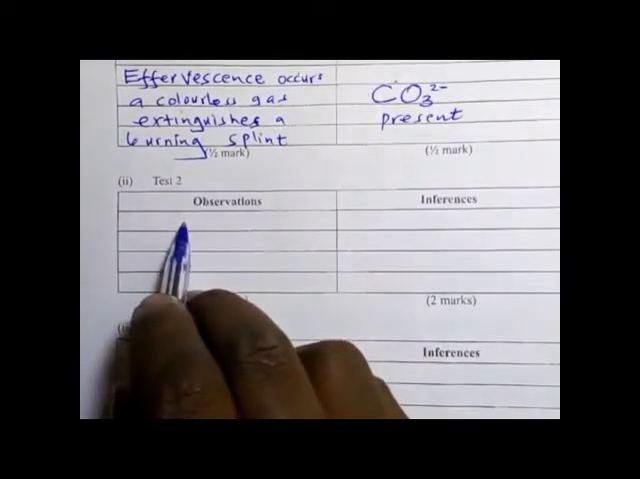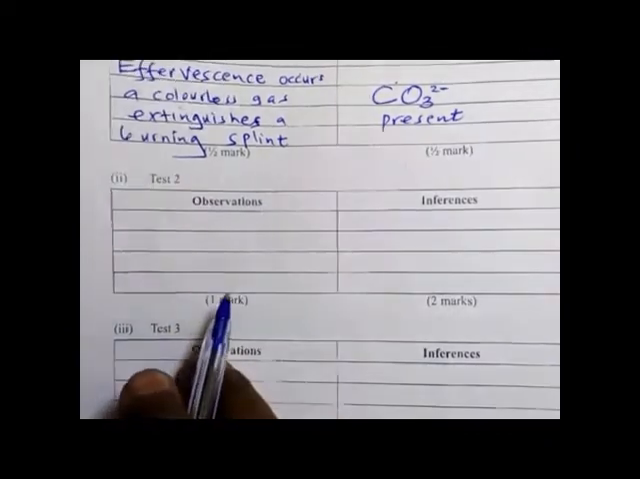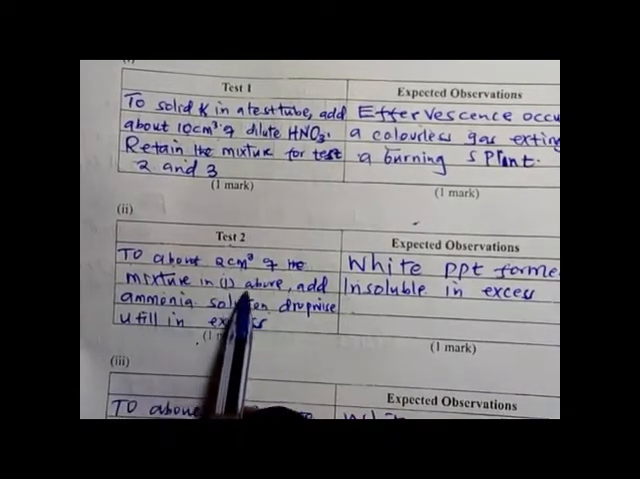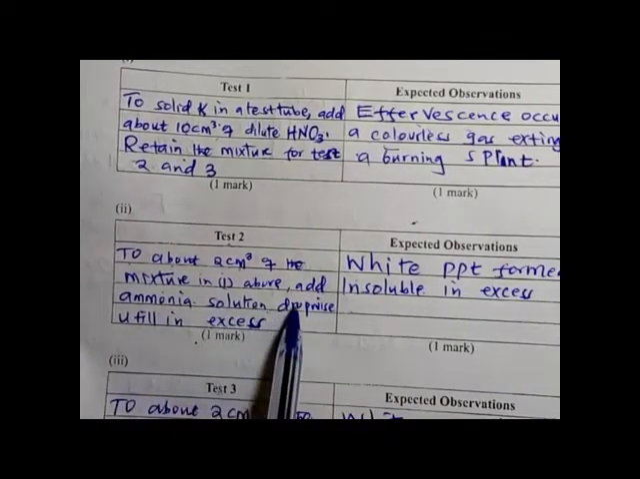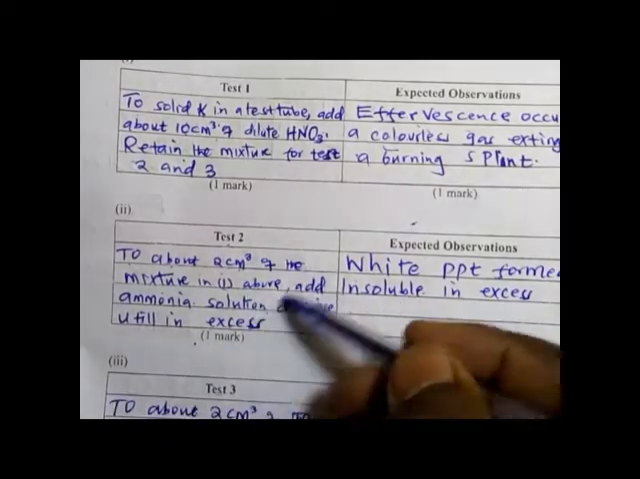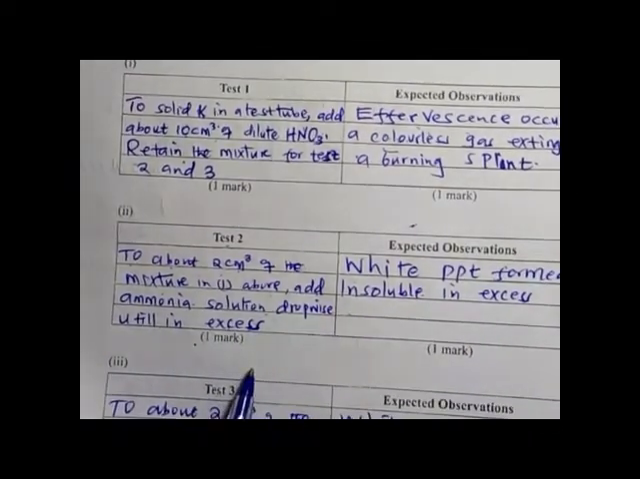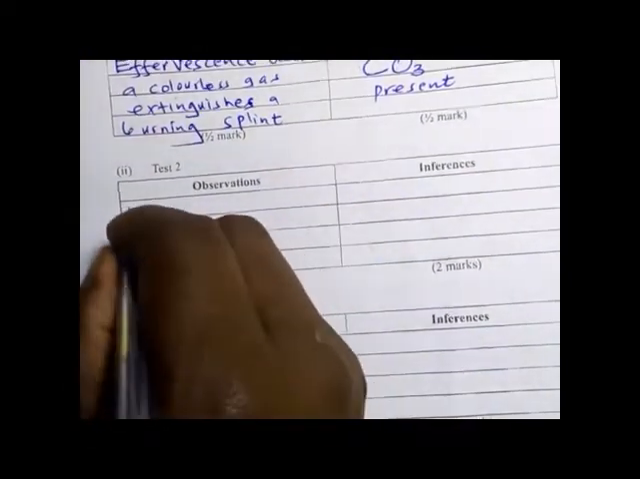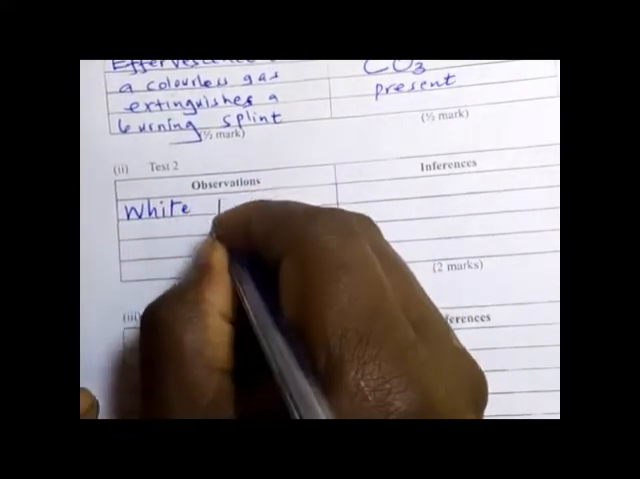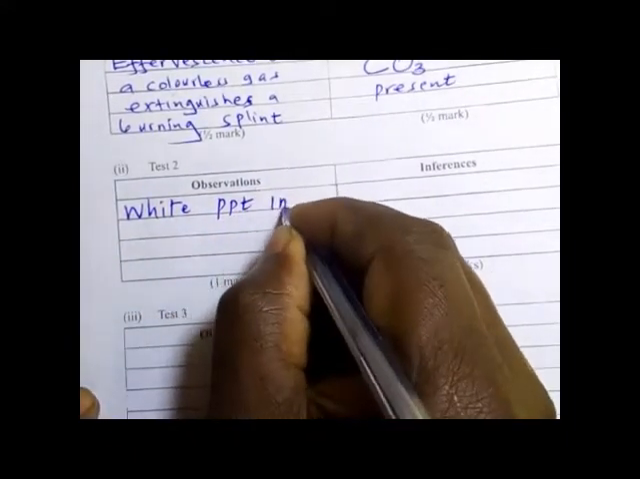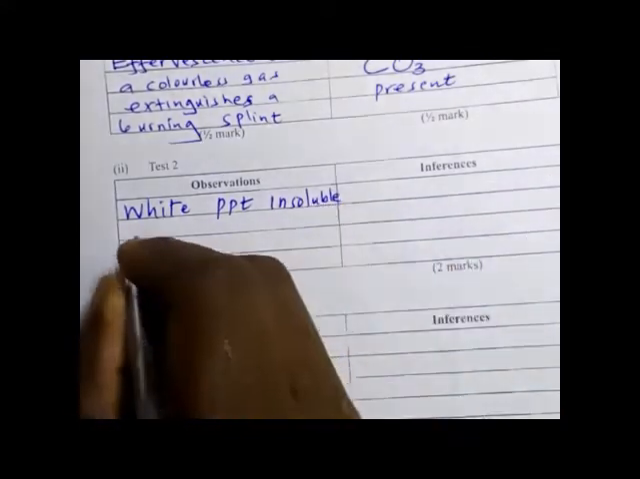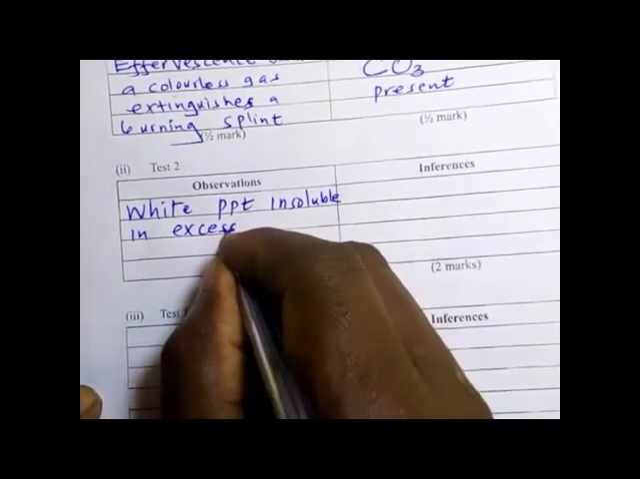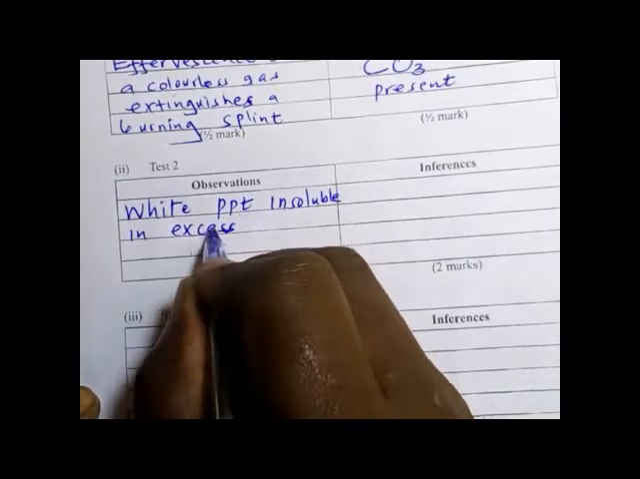Test 2, what was the observation? Now you do test 2 using the procedure that you provided. To about 2 centimeters of the mixture above, add ammonia solution dropwise until in excess. Because now you are doing it practically, what will you observe? The observation was a white precipitate, a white PPT, that was insoluble in excess.